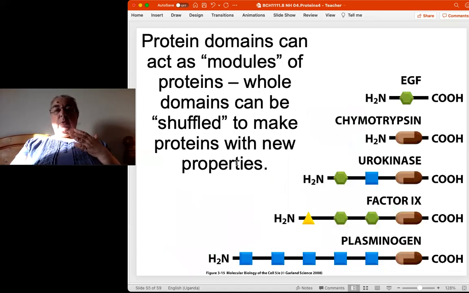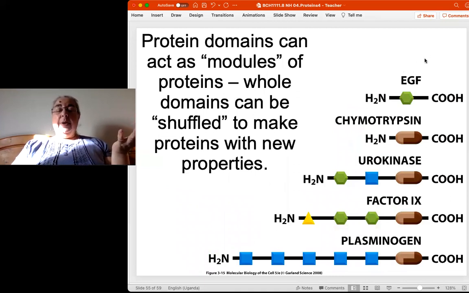And this means that we can make proteins up by putting domains together, or I should say proteins are made up of different domains. So here is an example of a number of proteins that are made of different domains joined together. So here is a protein called EGF, which has a domain which is represented by a green hexagon here. Here's chymotrypsin, a digestive enzyme that you might have heard of, but has a domain represented by a brown oval shape. If we look at the protein urokinase, we'll see that it has one domain that's the same as EGF, another domain that's the same as chymotrypsin, but then a third domain in between them, which is different.